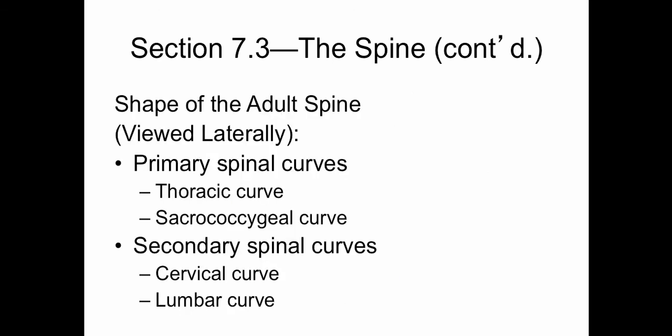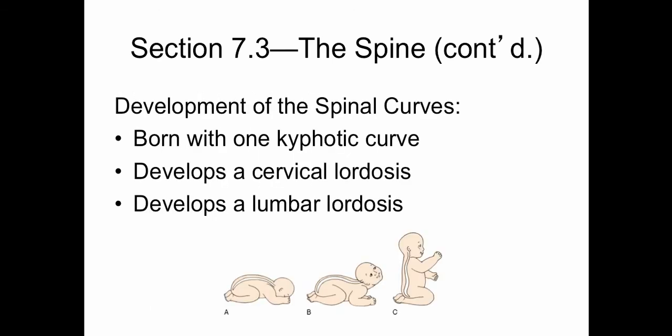The adult spine, when viewed laterally, should have four curves in the sagittal plane. The two primary curves are formed first before birth. These curves are known as kyphotic, which means concave anteriorly and convex posteriorly. A kyphotic curve is a kyphosis. The two secondary curves are formed second, after birth. These curves are lordotic, which means concave posteriorly and convex anteriorly. A lordotic curve is a lordosis. When a baby is born, the spine only has one curve, a kyphotic one.